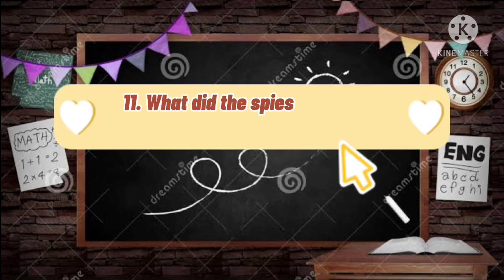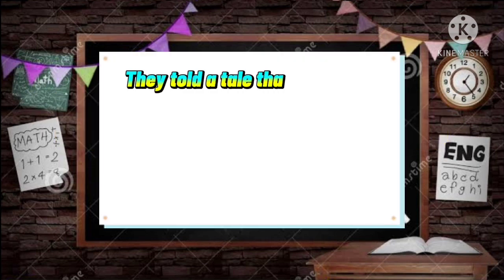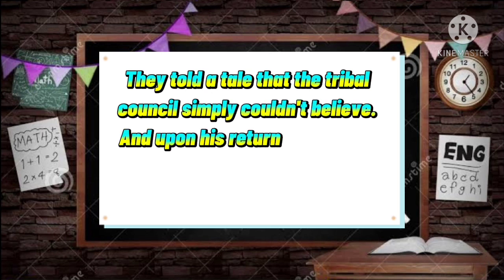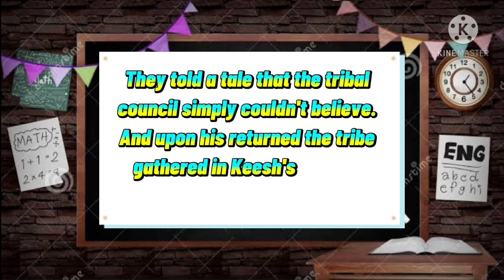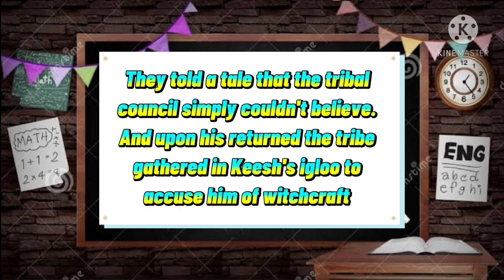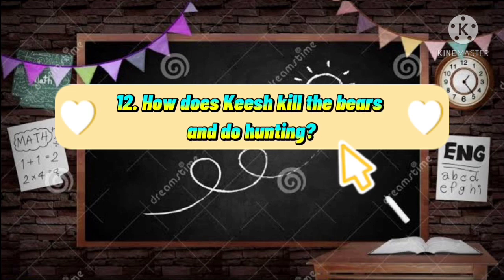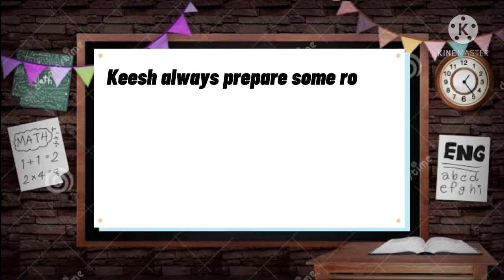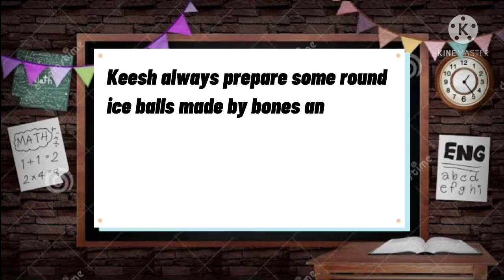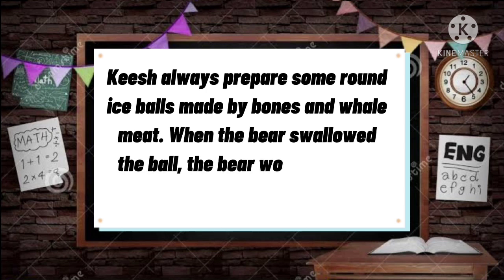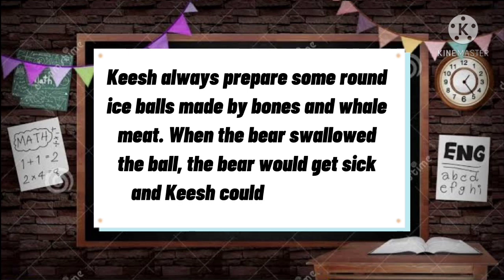Now, what did the spies tell to the people in the village? They told the tale that the tribal council simply couldn't believe, and upon his return, the tribe gathered in Kish's igloo to accuse him of witchcraft. Now, how does Kish kill the bears and do the hunting? Kish always prepares some round ice balls made by bones and whale meat. When the bear swallowed the ball, the bear could get sick and Kish could kill it easily.